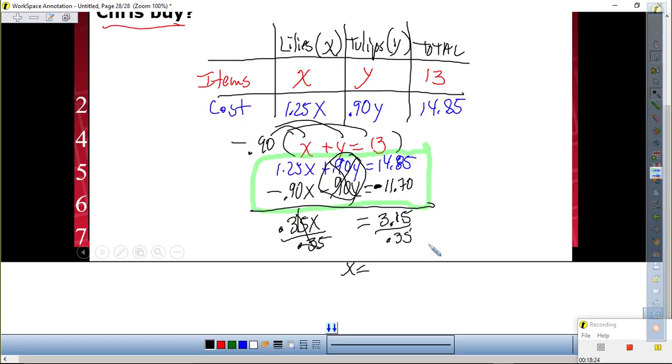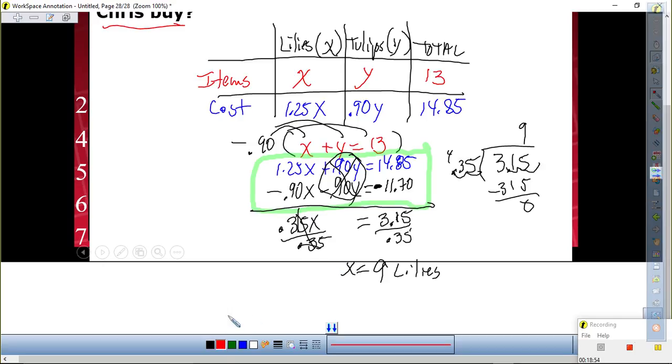X equals, let's see, 3.15 divided by 0.35. Move the decimal twice, we get rid of it. 35 fits in there how many times, Daniel? 9 times, that's 45. We got 4, 27, 31, yep. 9, and the X corresponds to what, everyone? Lilies. So now we need to find what? Tulips. Which equation do I use?